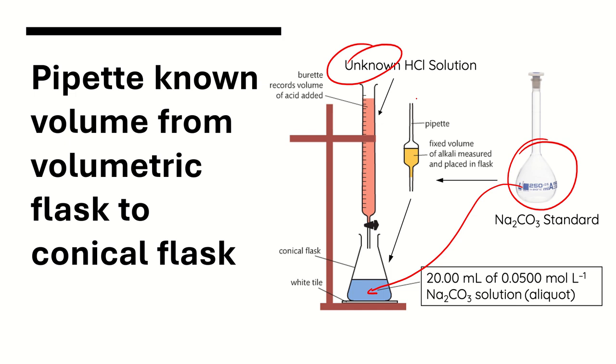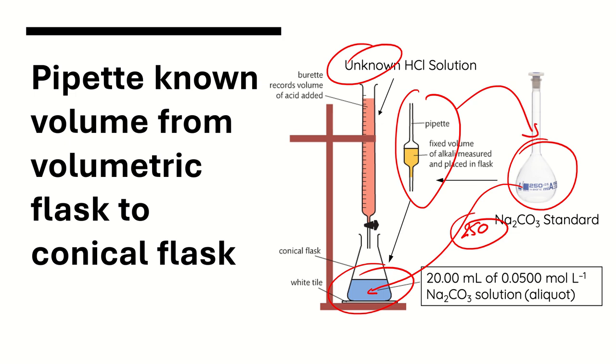Now, you won't put all 250 cubic centimeters from the volumetric flask into the conical flask, of course not. You will take a pipette and pipette out of that volumetric flask. Usually we would take 25 cubic centimeters out of that, but again, read the exam question carefully to make sure that's exactly the volume you are taking. In this particular one you can see we've taken 20 cubic centimeters out of it. That is what we call an extraction.